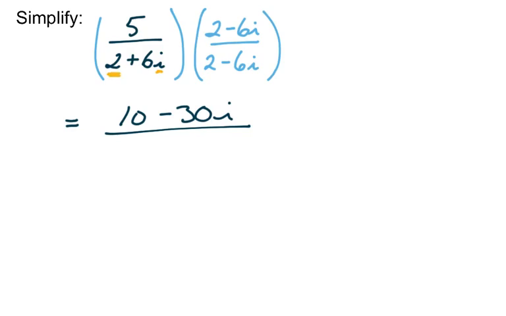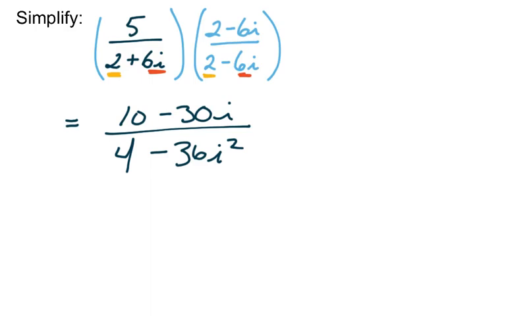We square the first thing, 2 times 2, that'll give us 4. If we were to FOIL it out, then the outsides would give us negative 12i, and the insides would give us positive 12i, and those would cancel. That's why we went with conjugates. But to simplify, we square the first term, and now we square the second one. So plus 6i times negative 6i would give us negative 36i squared.